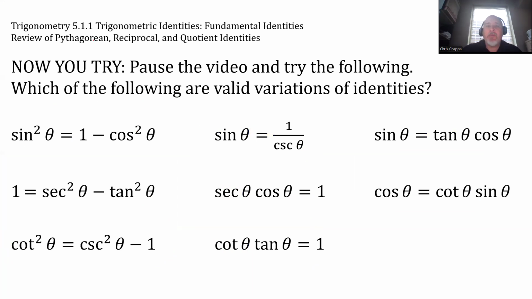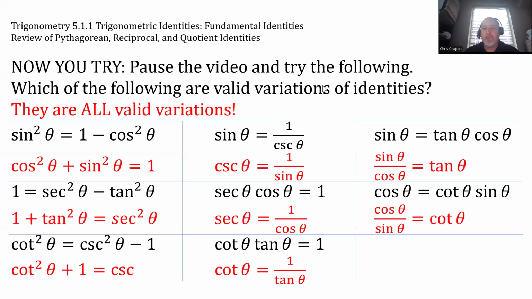All right, here's your fair warning if you haven't paused the video yet. Solutions in 3, 2, and 1. They are all valid variations of trig identities.